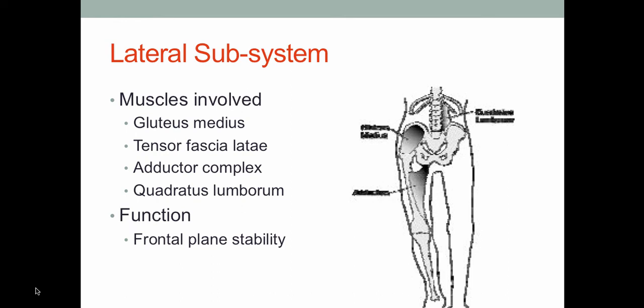So the first subsystem that we'll talk about is the lateral subsystem, and within this subsystem we have the gluteus medius, the tensor fascia lata, the adductor complex, and the quadratus lumborum. This subsystem is primarily responsible for frontal plane stability. So if we see a dysfunction or a poor movement pattern within the frontal plane, it's probably because this subsystem is not working effectively or efficiently. Something like a medial collapse of the knees in a squat or a Trendelenburg gait in a single leg stand might be something that we see as a result of a lack of function in the lateral subsystem.